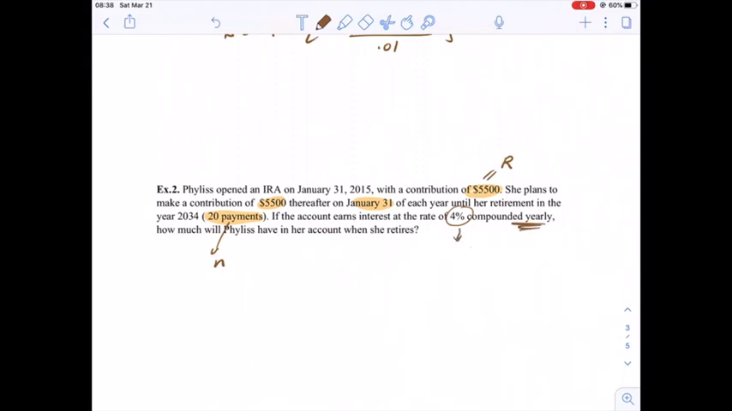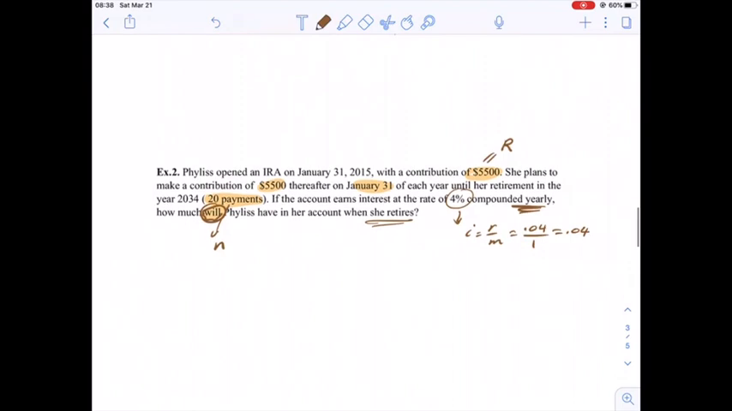compounded yearly, so I in this case is R over M. R is 0.04 over M, and M in this case is 1 because it's compounded yearly. That's equal to 0.04. We want to know how much Phyllis will have in her account when she retires. This is a keyword. So we are asked to find the future value.